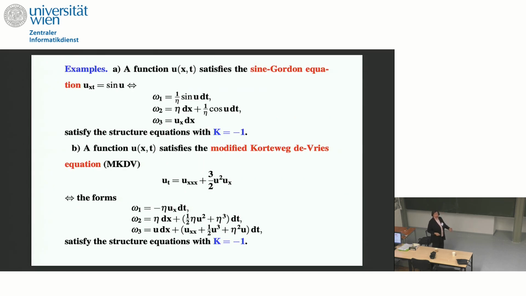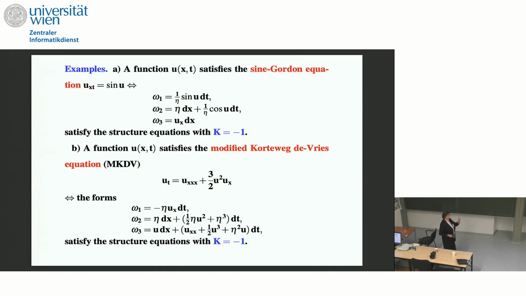Another example is the modified KdV. I should mention that eta is a parameter. It has its importance in many different situations, when you want to solve the AKNS eventually, or when you want to find infinitely many conservation laws. So I've just put two examples here.